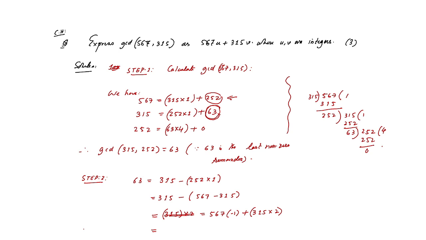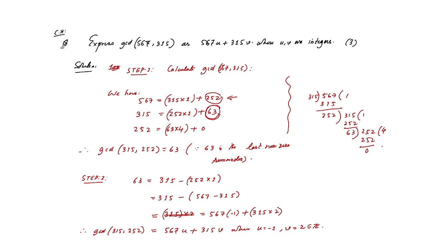So that means here this 63, which is GCD of 315 and 252, we have written as 567U plus 315V. What is U? Where U equals minus 1 and V equals 2, and both are basically integers. So we have done it with the help of two steps. We have expressed GCD of 567, 315 as 567U plus 315V. Okay, so in that way we can solve this kind of problem.